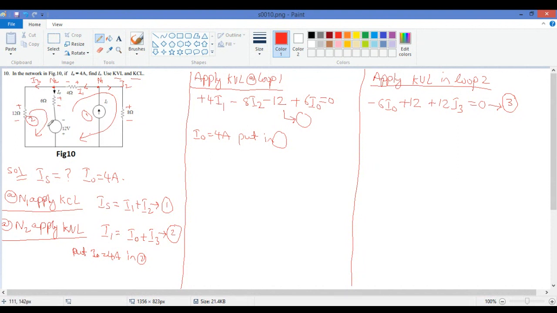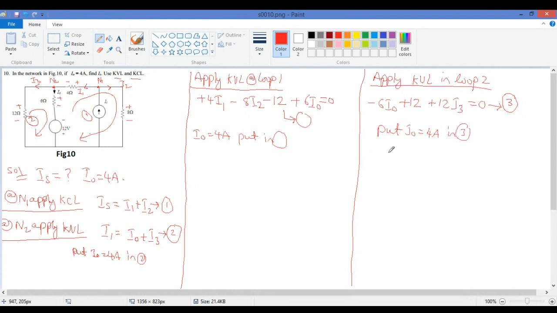So in loop 2, you see I0 is known and I3 is not known. One value is known, another value is not known, so easily we can find it out. First tell me, is equation 3 clear, all of you? If it is clear, finish. Now we will put I0 equal to 4 ampere in equation 3.